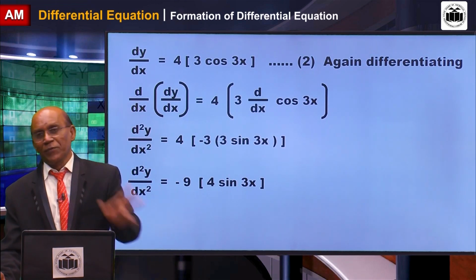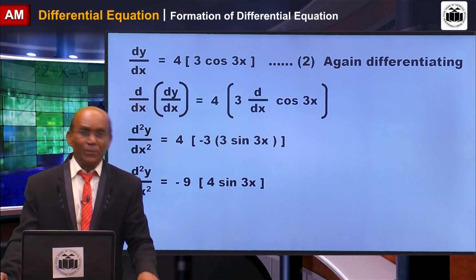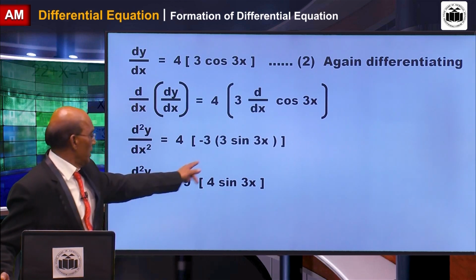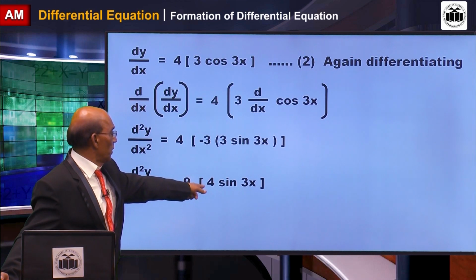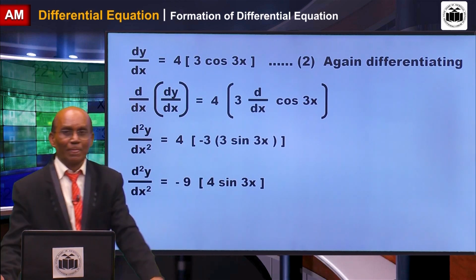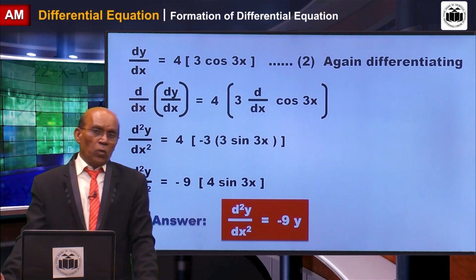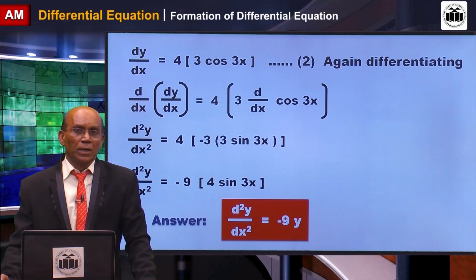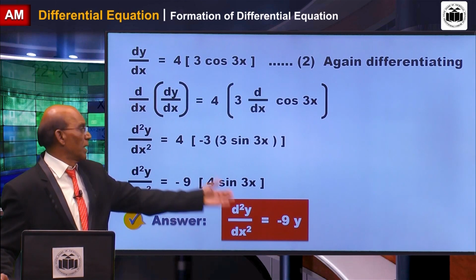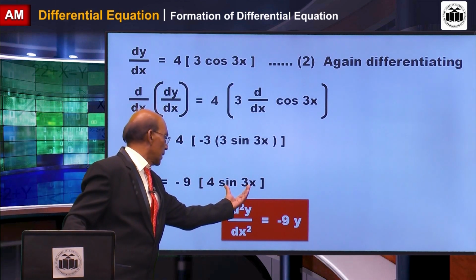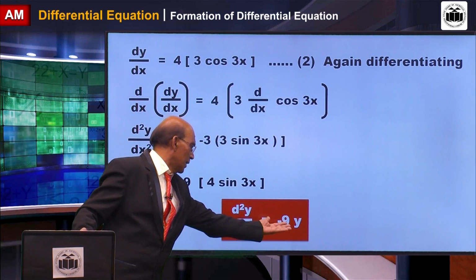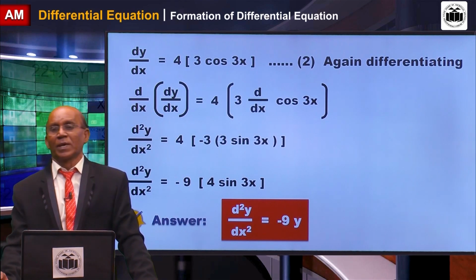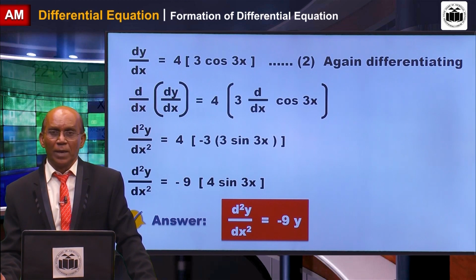So therefore, if we simplify that step, we can take minus 9 outside this bracket, here see that, into 4 sin 3x. Now your answer for this one is minus 9 into y. Again, 4 sin 3x is the value of y here, and we can write that one as d square y by dx square equals minus 9y.